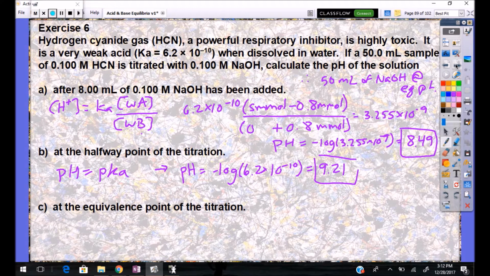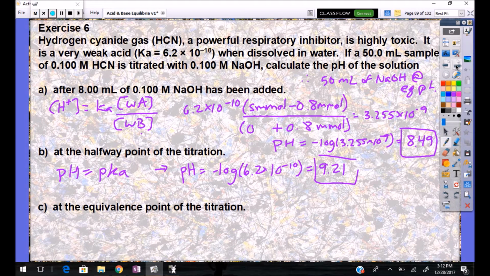And I multiply that times my Ka, I end up getting a value of 3.255 times 10 to the negative 9th. Negative log of that is 8.49. I can go through and do the same thing at the halfway point, negative log of my Ka value, and I get 9.21. All right, for the equivalence point, this one I'm just gonna throw up the answer and we'll walk through this together because this one's a little more challenging.